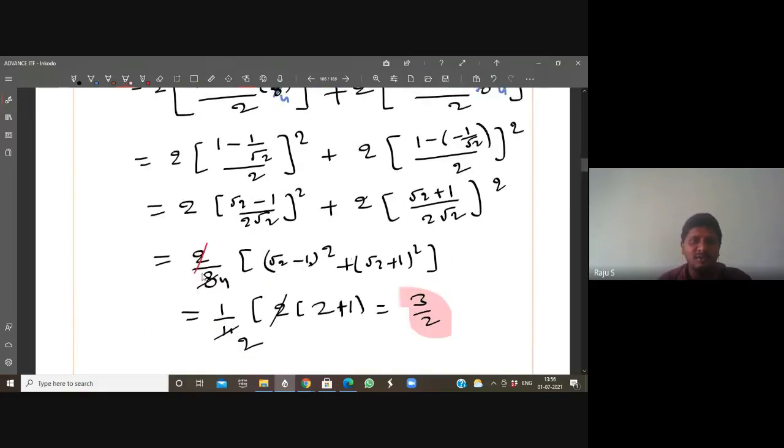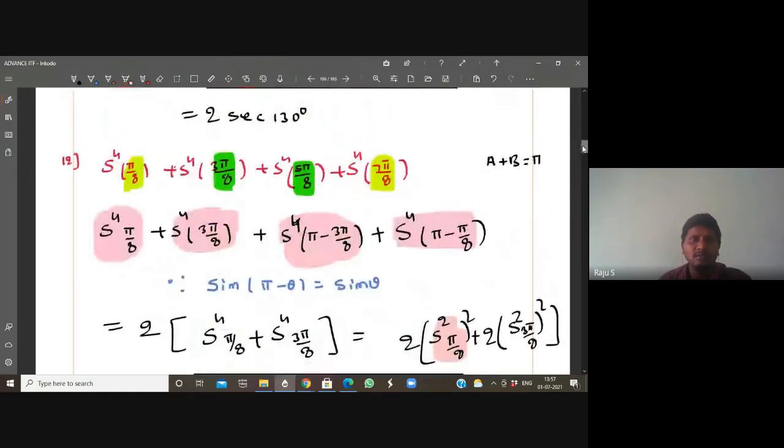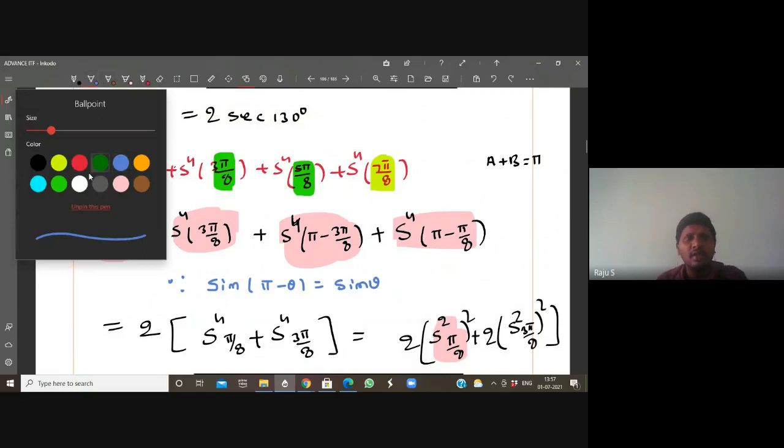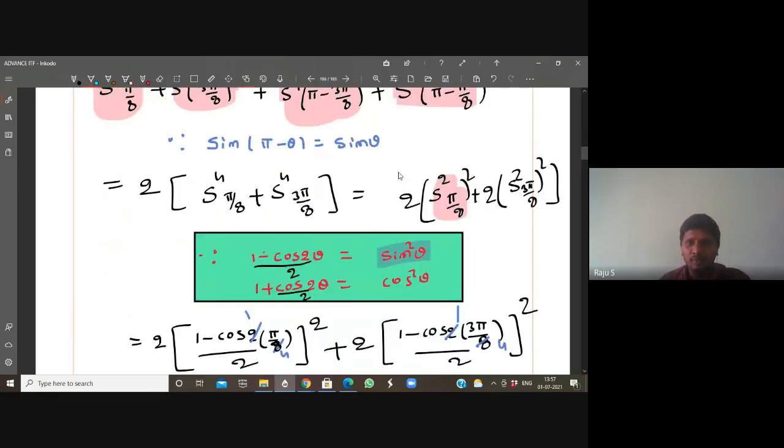If I don't find this 2 root 2 whole square as 8, and just write 2 root 2, our answer becomes wrong. Till the last step we have done it correctly. So what have we done? The first term and last term are equal, and the second term and third term are equal, so this can be written as 2 times that. So you can write the whole power 4 as square and whole square.